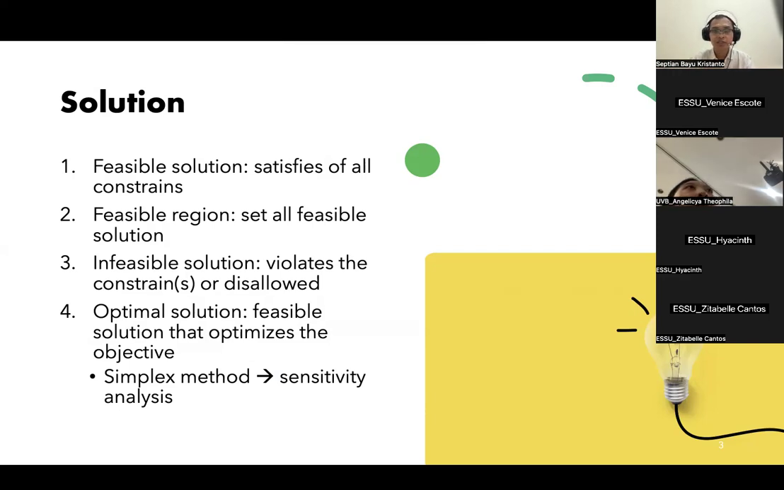The next solutions are about how we find the opposites of the feasible solutions. We call them infeasible solutions. What is the meaning of infeasible solutions? We can find the negative factors, like how we violate the constraints, how we disallow the constraints, or how we go against the constraints.